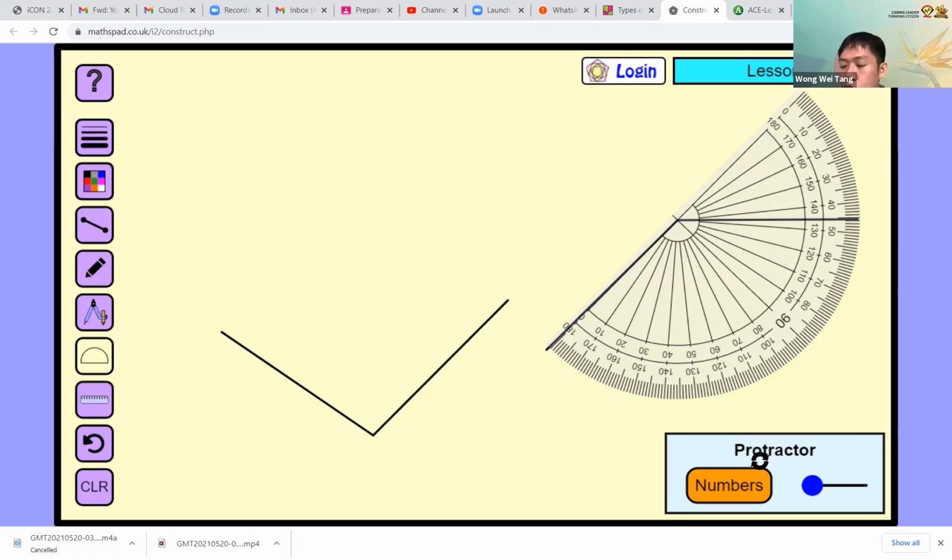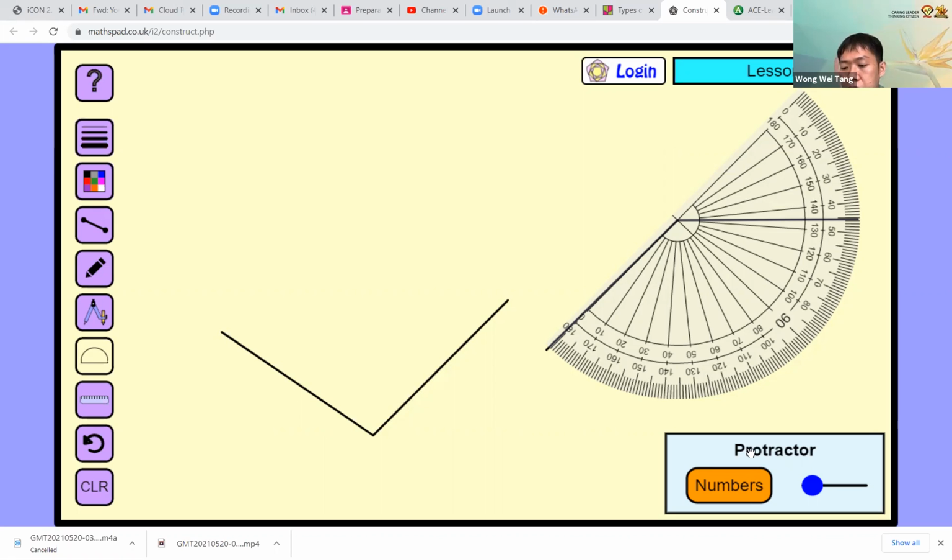Okay. So you read from the inner scale, the numbers closer to the center of the protractor. You go from 0, so meaning the bottom left-hand corner. On the bottom left side, read 0, 10, 20, 30, 40, and so on, until 135. Okay, this big angle over here is 135.